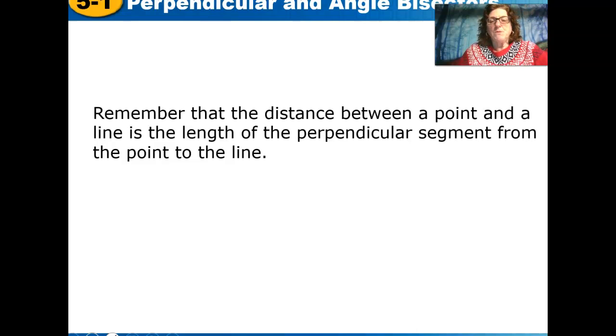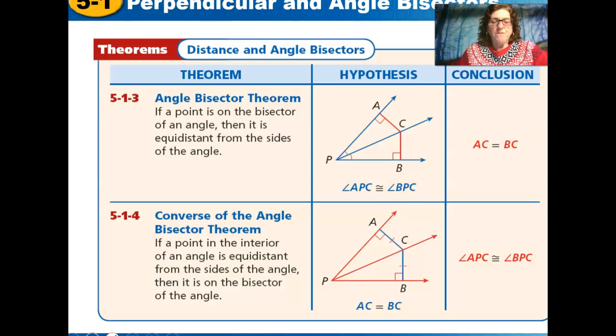Remember that the distance between a point and a line is the length of the perpendicular segment from a point to a line. That's going to be important when we talk about the theorems relating to angle bisector. Please put the video on pause while you read through these two theorems.